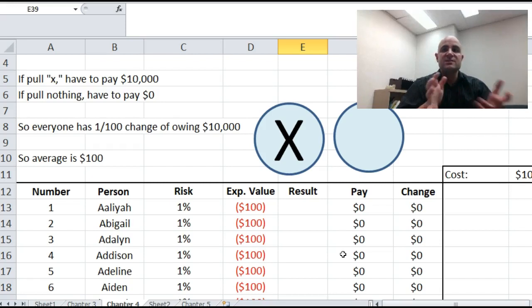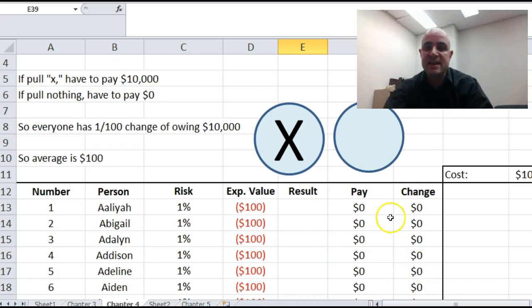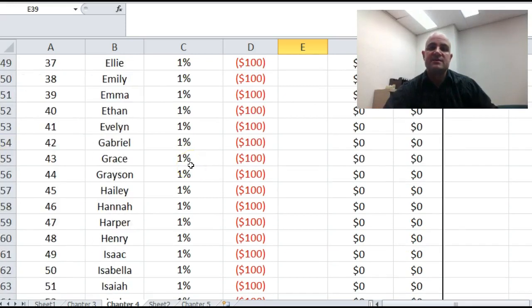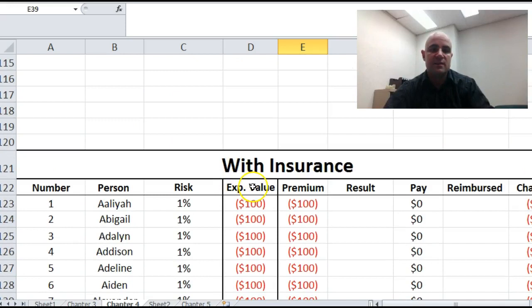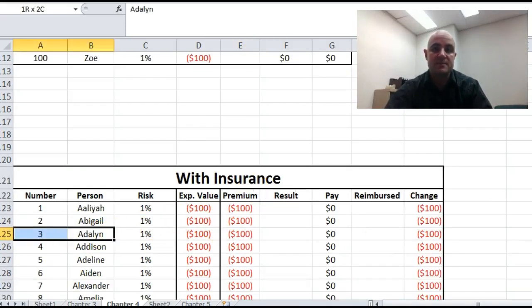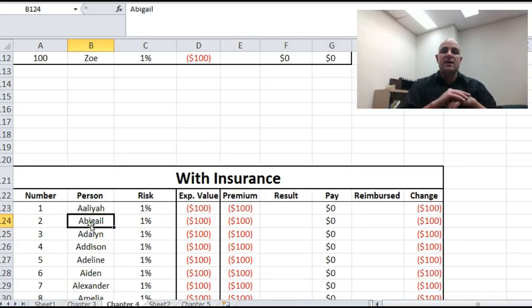Okay. So this is where insurance comes in. Let's say everyone gets together and they say, all right, you know what? None of us want to pay that amount. None of us want to pay $10,000. However, we can all live with losing 100. So if you take the total amount that would have to get paid, which is 10,000, divided by 100 people, it's an average of $100 per person.